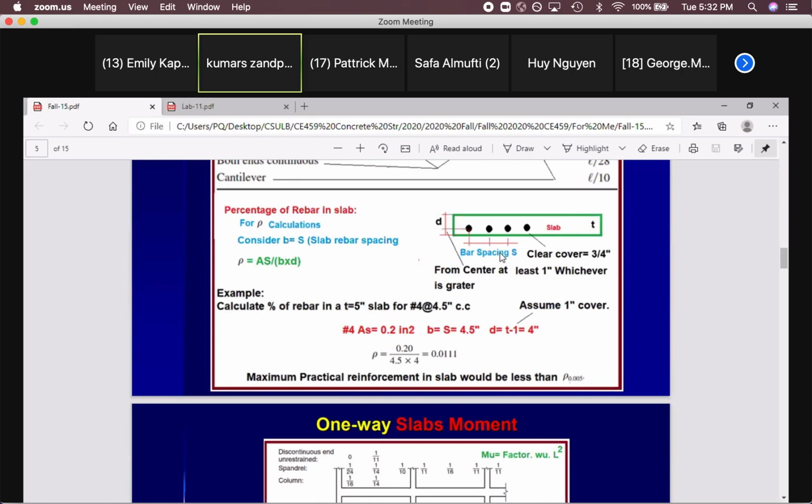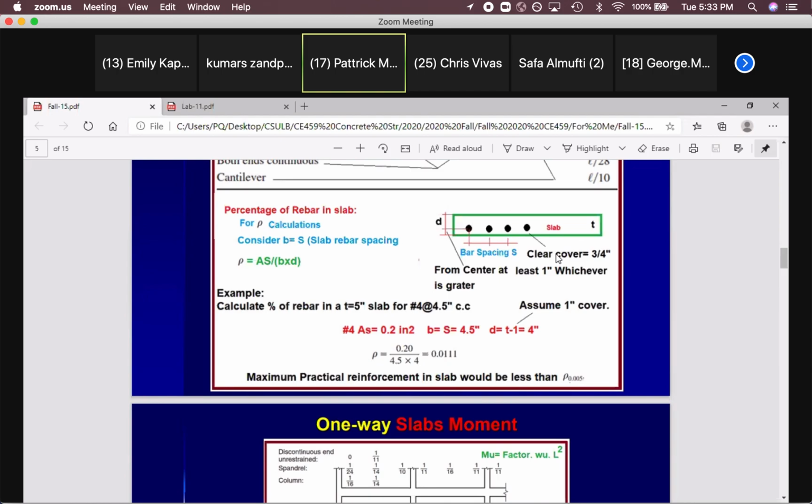Yes, Chris, what's the question? So just to clarify, if it was greater than 1 inch, we could still use that rebar? If it's greater than 1 inch, then yeah, you can use it. But D is not T minus 1. D is T minus 1 if the radius of the rebar plus 3/4 is less than or equal to 1 inch. Then you can go with 1. But if it's more than 1, just go D equals T minus that bigger number, meaning radius plus 3/4. Is that clear now? Yes, sir.